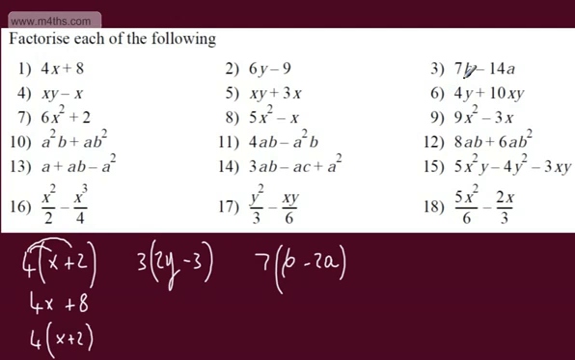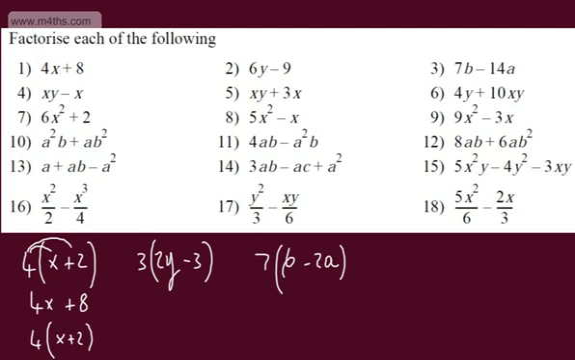If you want to look at that now and say, what would I get if I divided 7b by 7? The answer is b. What would I get if I divided minus 14a by 7? The answer is minus 2a. Again, if you're unsure, expand it back out to check that you've got exactly what we started with.